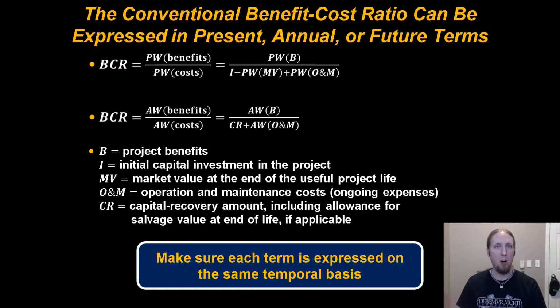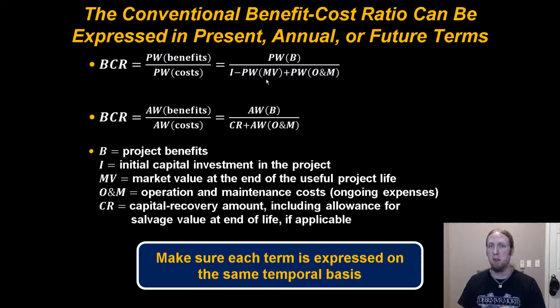Oftentimes, they have an arbitrary planning horizon that's set by regulatory statute. And so the useful lifetime may not always coincide with the planning horizon that they use. If that's the case, then it may be unclear exactly what the market value of a project is. So you remember in the formula for the benefit cost ratio, we have the market value in there, and it says that it's the market value at the end of the useful project life.